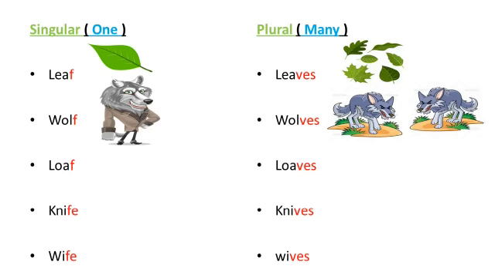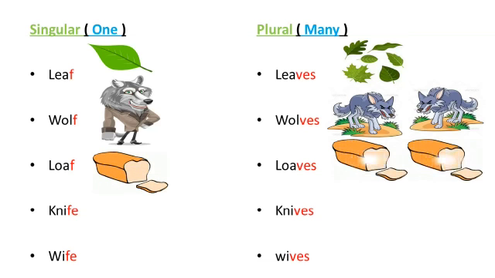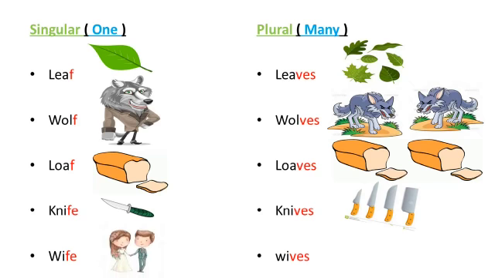Now we have loaf. Children, you know what is a loaf? A loaf of bread. So, loaf. It changes to loaves. Now we have knife. The last two letters are F-E. Knife. It changes to knives. We have dropped F-E and we have added V-E-S. Knives. Same way, wife. You see, here is a couple. One husband and one wife. Now it changes to wives. Here there is a man with three wives. Okay?